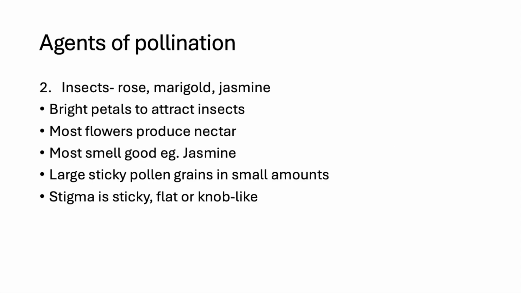Insects. Insect pollination is seen in rose, marigold, and jasmine. The petals are usually bright to attract insects. Most flowers produce some nectar. Most of the flowers smell really good. Example, jasmine. The pollen grains are large and they are sticky, and they are produced in small amounts. The stigma is also sticky and is flat or knob-like to attract the pollen grains.